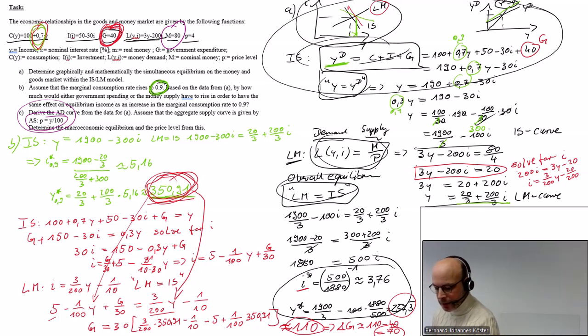We started with G is 40, so an increase of 70 would increase the overall income from roughly 260 to our other value, 350.